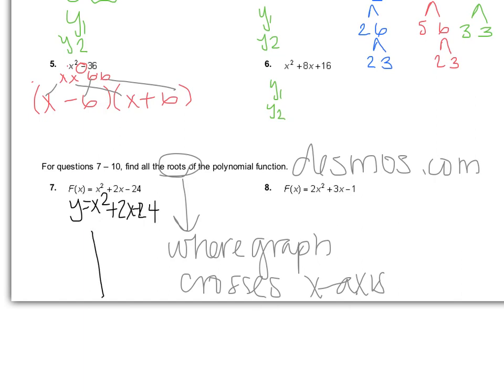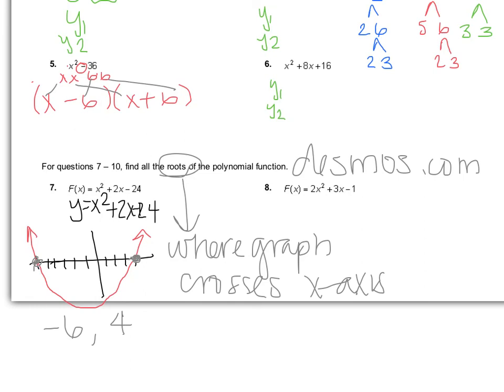When you graph this, your graph is going to look something like this. Now, it's not perfect. I'm not the world's best artist. I don't pretend to be. But it's going to look something like this. And your roots are where the graph crosses the x-axis, here and here, which is going to be at -6 and +4. Same thing with 8.